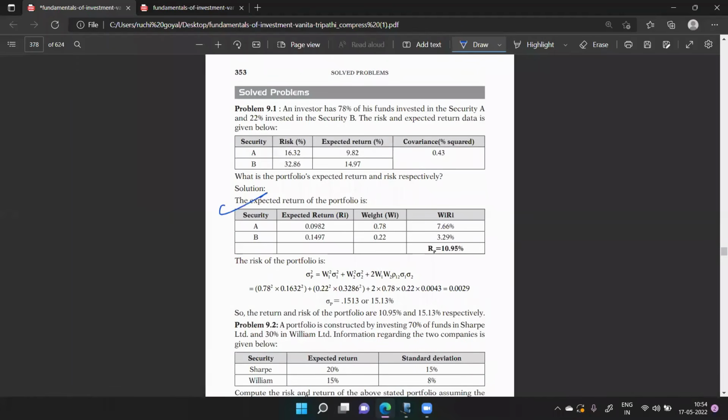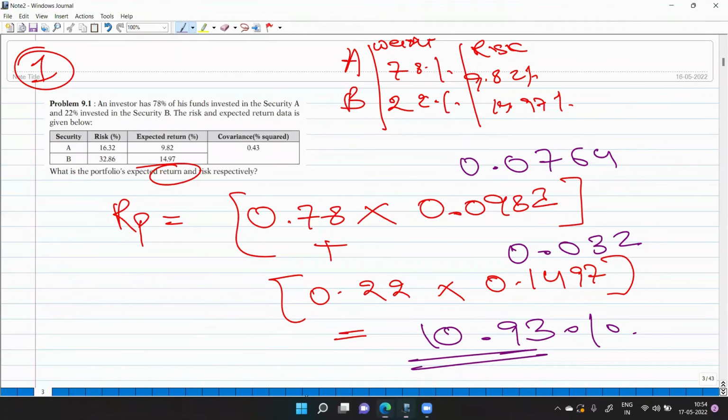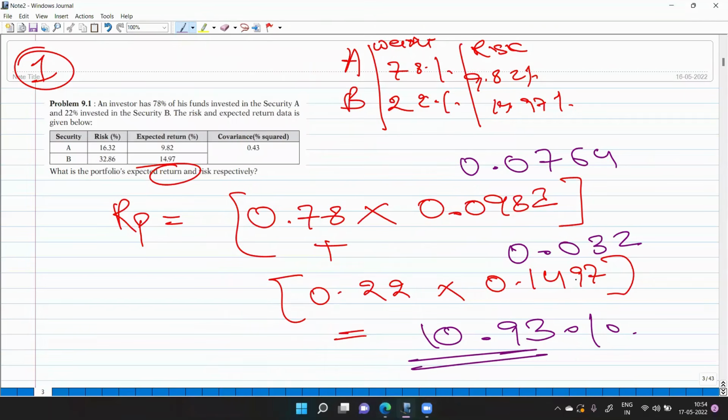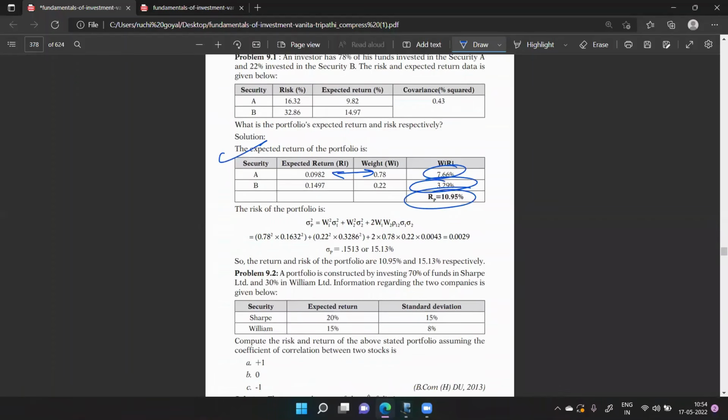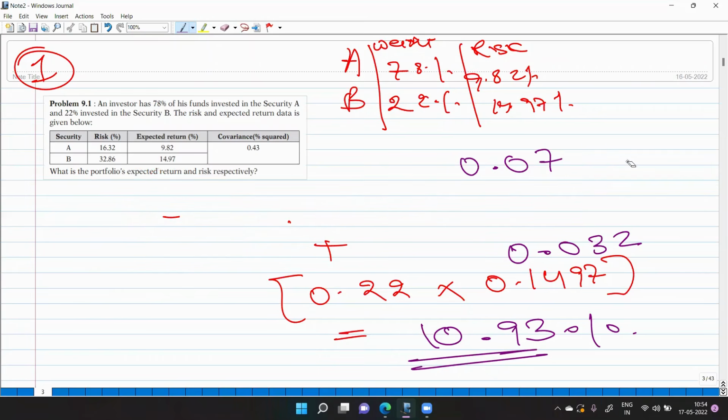They say the expected return has to be calculated. What did they do? Weights into returns. 7.66 is in percentages, that is why we are getting a big different answer, 0.329. So it is coming out to be 10.95, and ours 10.93. I don't think it makes lots and lots of difference. It is all just because of the percentage and the decimals that we have used. It is not wrong.